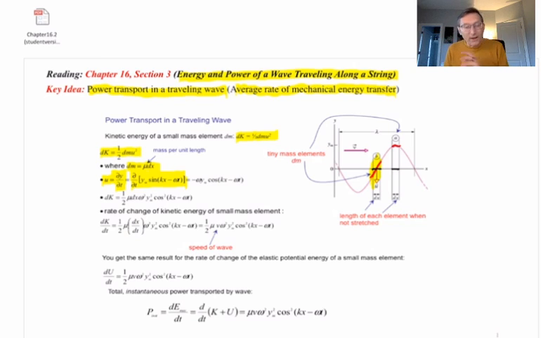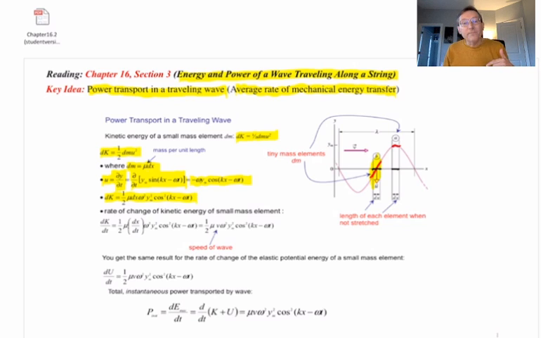K and x and omega are all treated as constants. When I do that partial derivative, I get this expression for the transverse velocity as a function of x and t: minus omega y max cosine of kx minus omega t. Then you plug in and get an expression for the kinetic energy of that little string element B in my drawing, dK.